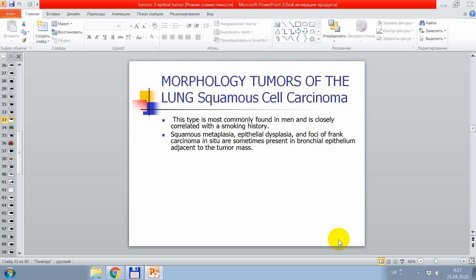Morphology: tumors of the lung, squamous cell carcinoma. This type is most commonly found in men and is closely correlated with smoking history. Squamous metaplasia, epithelial dysplasia, and foci of frank carcinoma in situ are sometimes present in bronchial epithelium adjacent to the tumor mass.